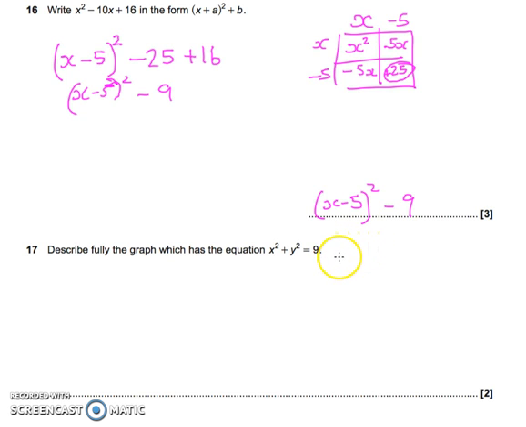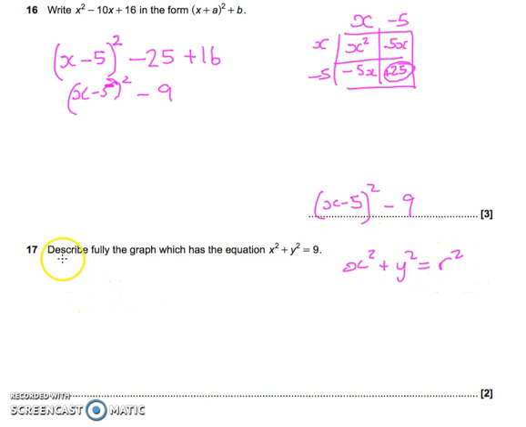And then in question number 17, you have to describe fully the graph which has the equation x squared plus y squared equals 9. Now again, it's another one of these things you have to recognise. And the general form for the equation of a circle is x squared plus y squared equals r squared. Now if you knew that, then you'd be able to look at this and go, actually, that looks like that. But instead of r squared, we've got a 9. Well, if that's r squared, then the radius of the circle is going to be 3, because 3 squared is 9. So general form for an equation of a circle, this is when the centre is 0, 0, by the way, the centre of the circle.